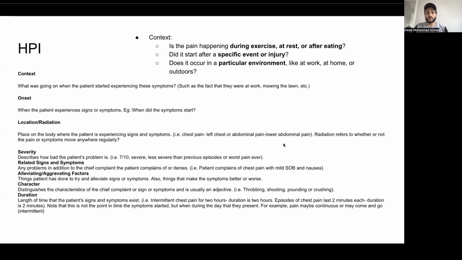Okay, now let's come into context. So what's going on when the patient started experiencing the symptoms, such as were they working or mowing the lawn, and then onset. When the patient experienced symptoms or signs, when did the symptoms start? And then over here is going to be a place on the body, location, radiation, the signs and symptoms, whether it's on the chest, and where was it?